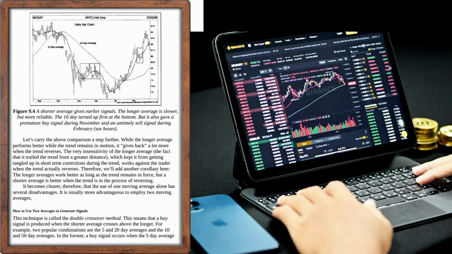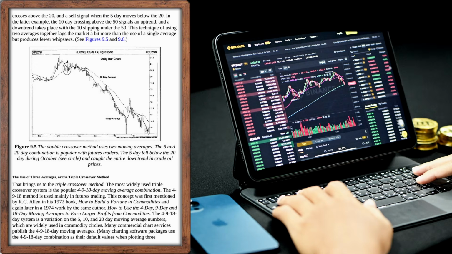For example, two popular combinations are the 5 and 20-day averages and the 10 and 50-day averages. In the former, a buy signal occurs when the 5-day average crosses above the 20, and a sell signal when the 5-day moves below the 20. In the latter example, the 10-day crossing above the 50 signals an uptrend, and a downtrend takes place with the 10 slipping under the 50. This technique of using two averages together lags the market a bit more than the use of a single average, but produces fewer whipsaws. See Figures 9.5 and 9.6.